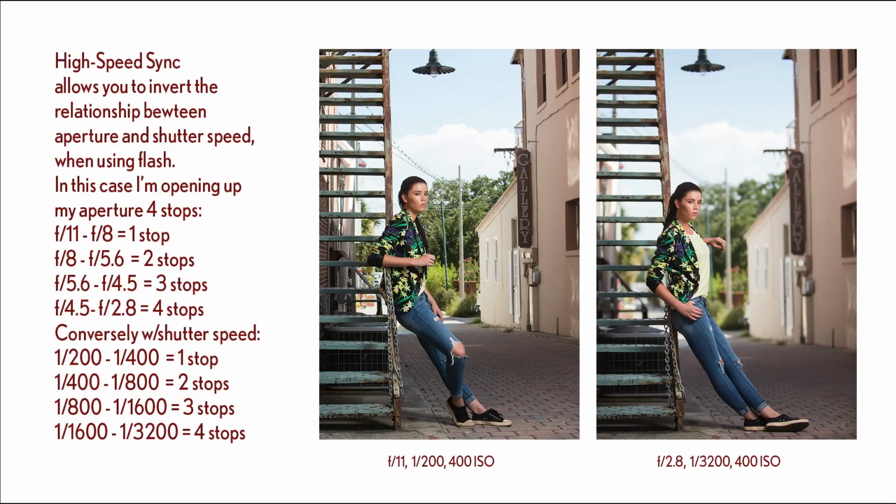So let's take a look at the math behind what's happening here. And don't be scared by math, guys. This is really pretty simple stuff. But basically, high-speed sync allows you to invert the relationship between aperture and shutter speed when using flash. In this case, I'm opening up my aperture by 4 stops.